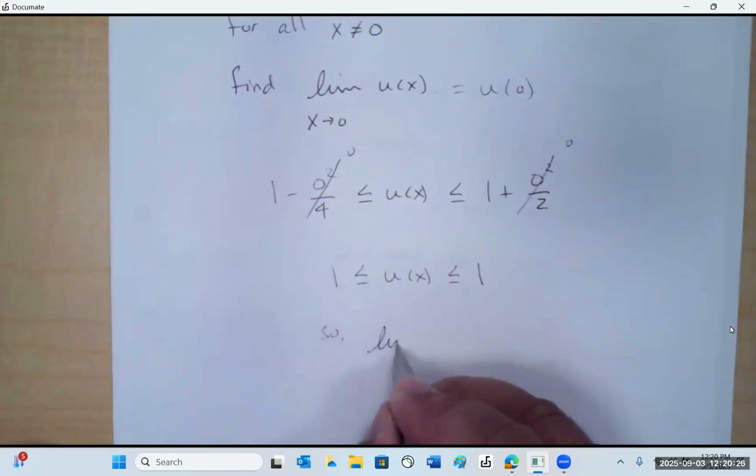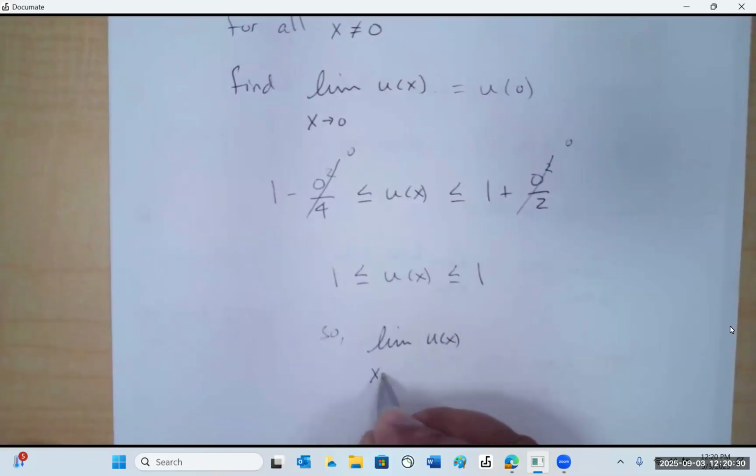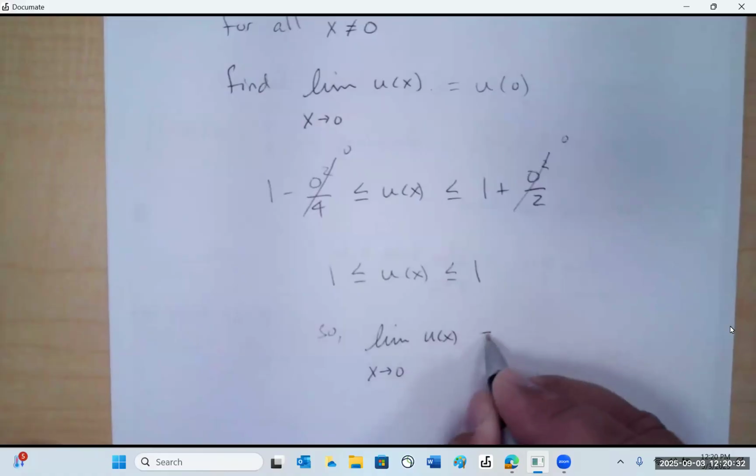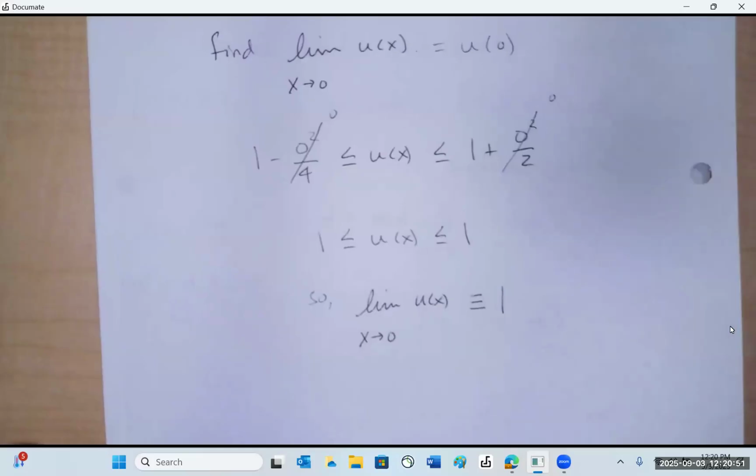So the limit of u of x as x approaches 0 has to equal what? 1. Because of the sandwich theorem. That's how it works. Let's look at another example.